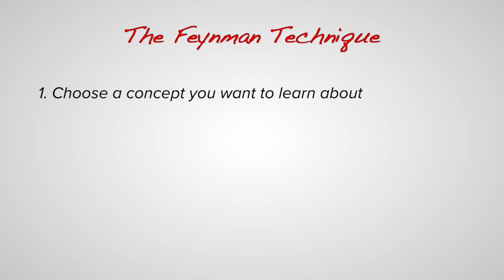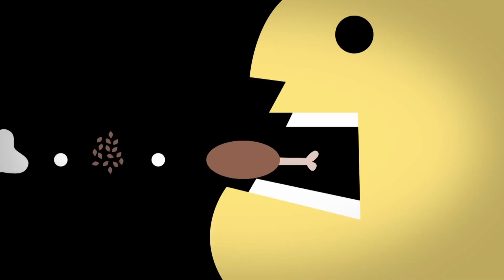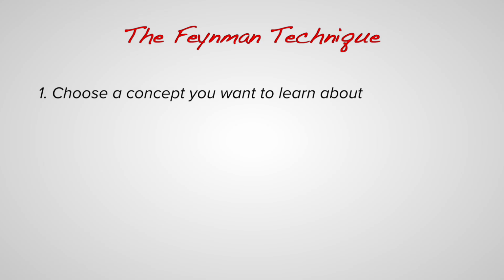Step 1. Choose a concept you want to learn about. You can pretty much choose any concept or idea. Even though the technique is named after Feynman, it's not limited to just science or math. So let's just say I wanted to gain a greater understanding of how to build muscle, for instance. One of the concepts I would learn is how protein intake helps with muscle growth, and the correlation between exercise and building muscle.